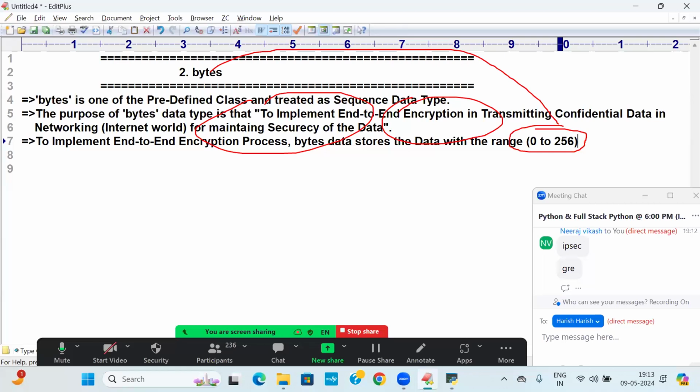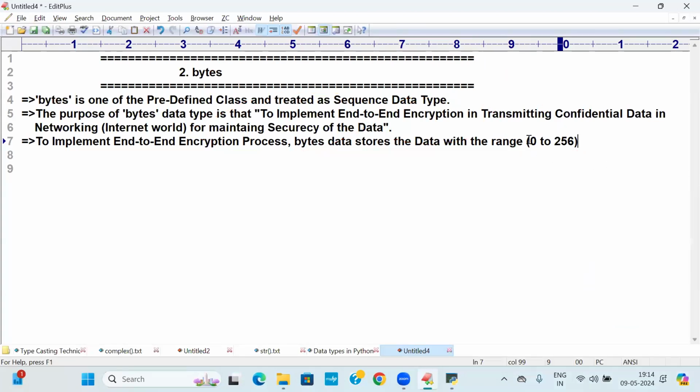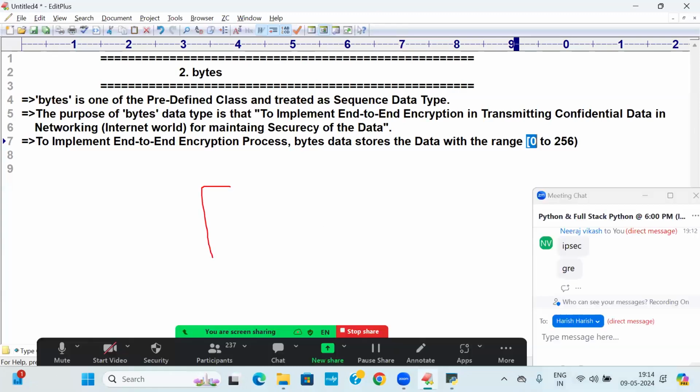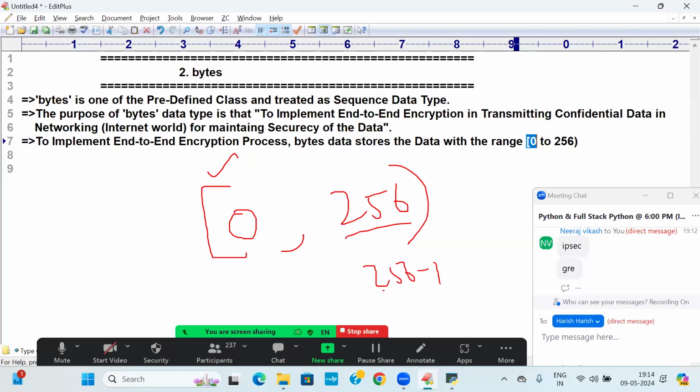0 to 256 is used in end-to-end encryption algorithms; those values are used. That's why those numbers are used. You have to understand it mathematically: an opening bracket and a closing bracket. Did you understand the symbolic notation? What does this 0 say? The bracket includes, so 0 will be taken. 256 is closed, so it is not taken. 256 minus 1 will be taken.